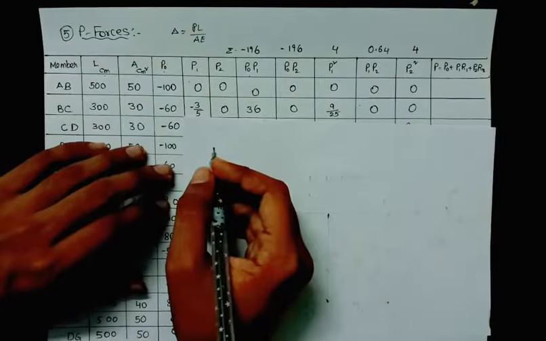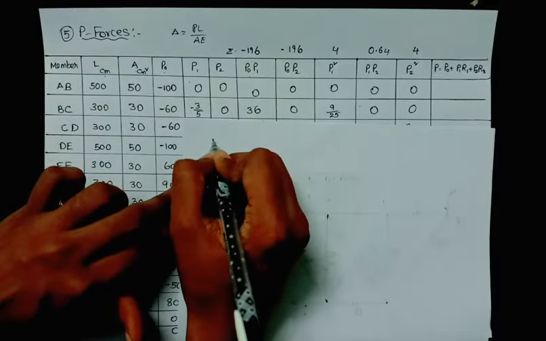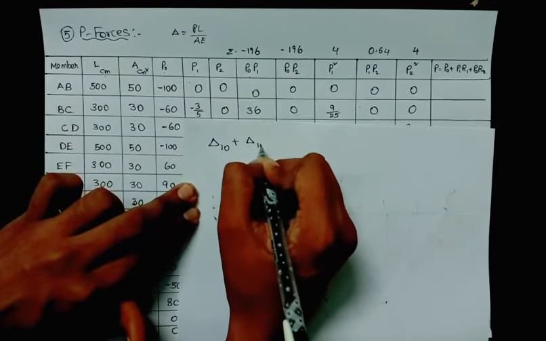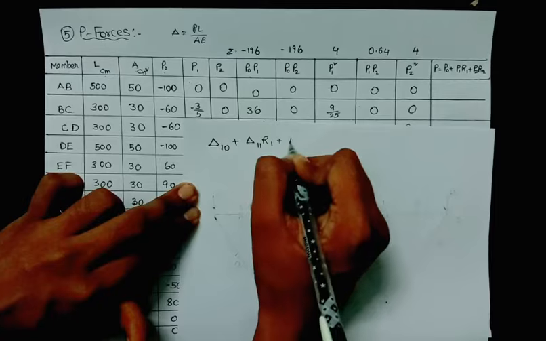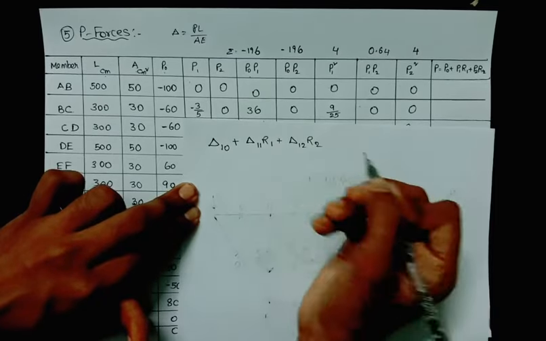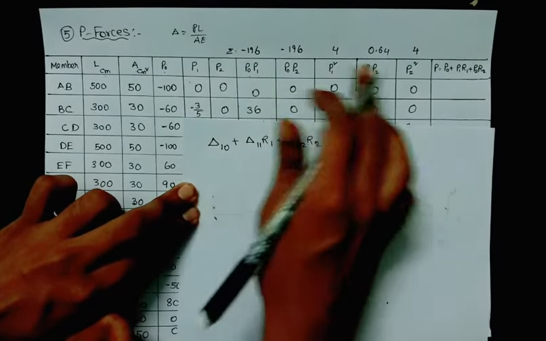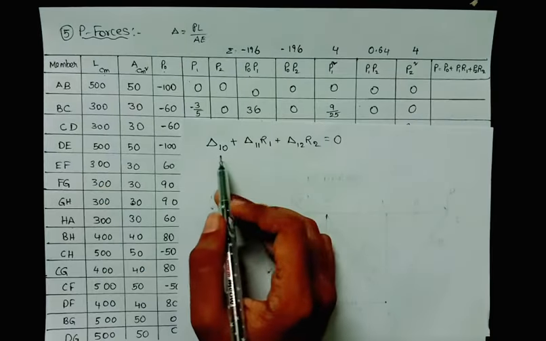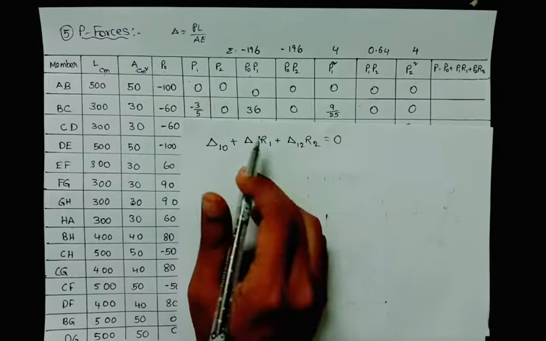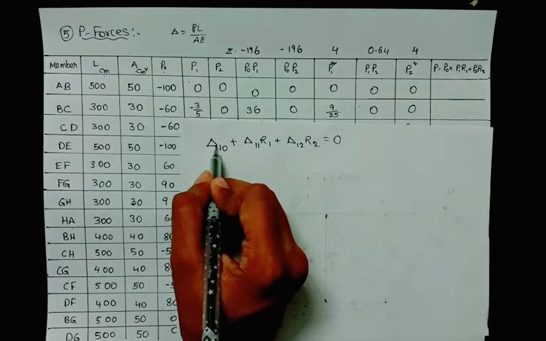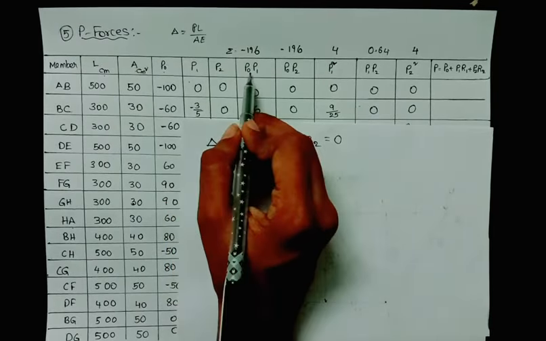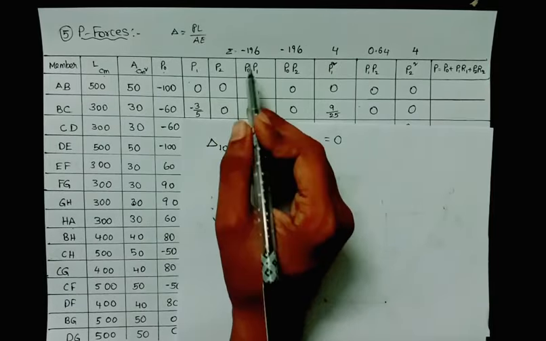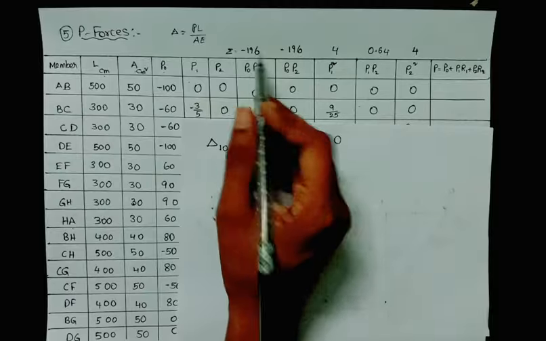After adding all the columns, we have to write the compatibility equation. So the first compatibility equation is delta 10 plus delta 11 into R1 plus delta 12 into R2, finally equal to 0. Now you have to substitute these values in this equation. If you don't know how to substitute these values, see, this is delta 10, this is 01. So in the place of delta 01, you have to place this value.